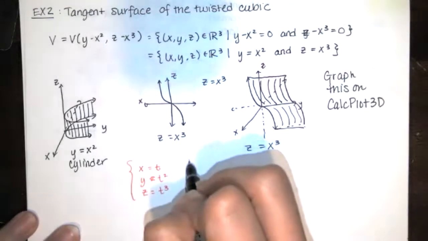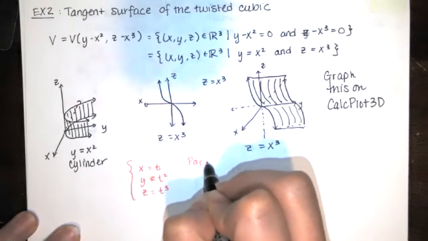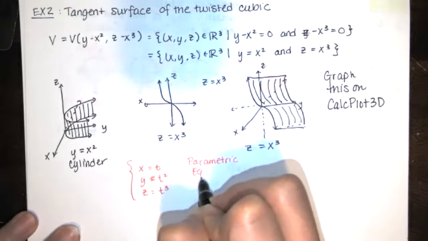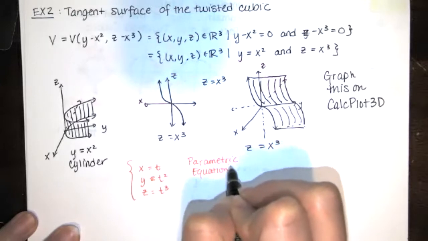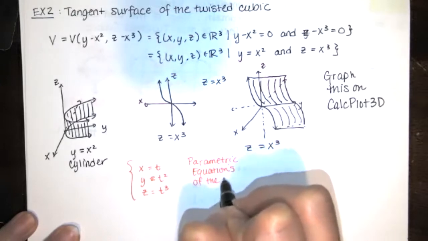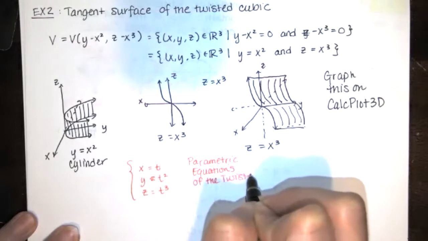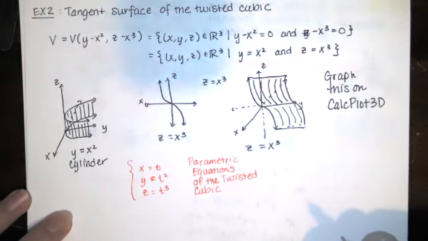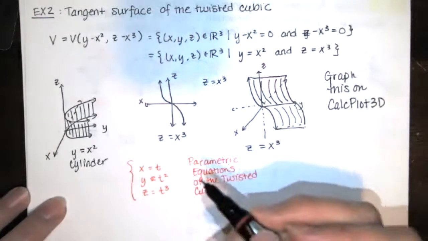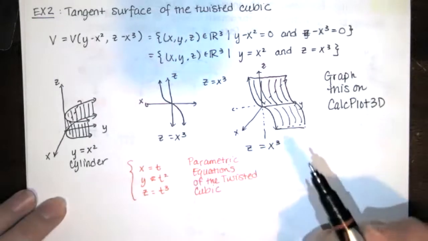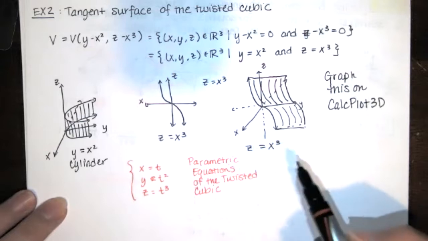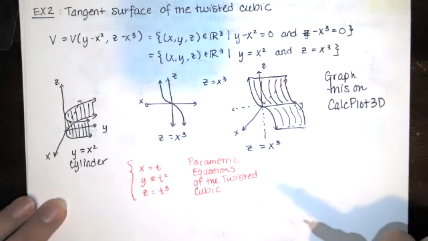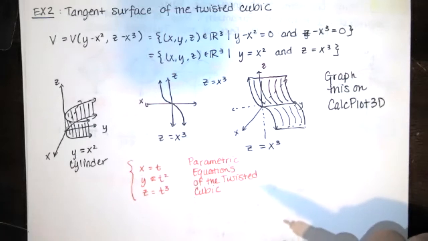So these are the parametric representation, or parametric equations, of the twisted cubic. And of course, the twisted cubic is an example of an affine variety in three-dimensional space. It is a rational parametric representation of the twisted cubic, but since these are all polynomials in t, we can think of it as a polynomial parametric representation of the twisted cubic.